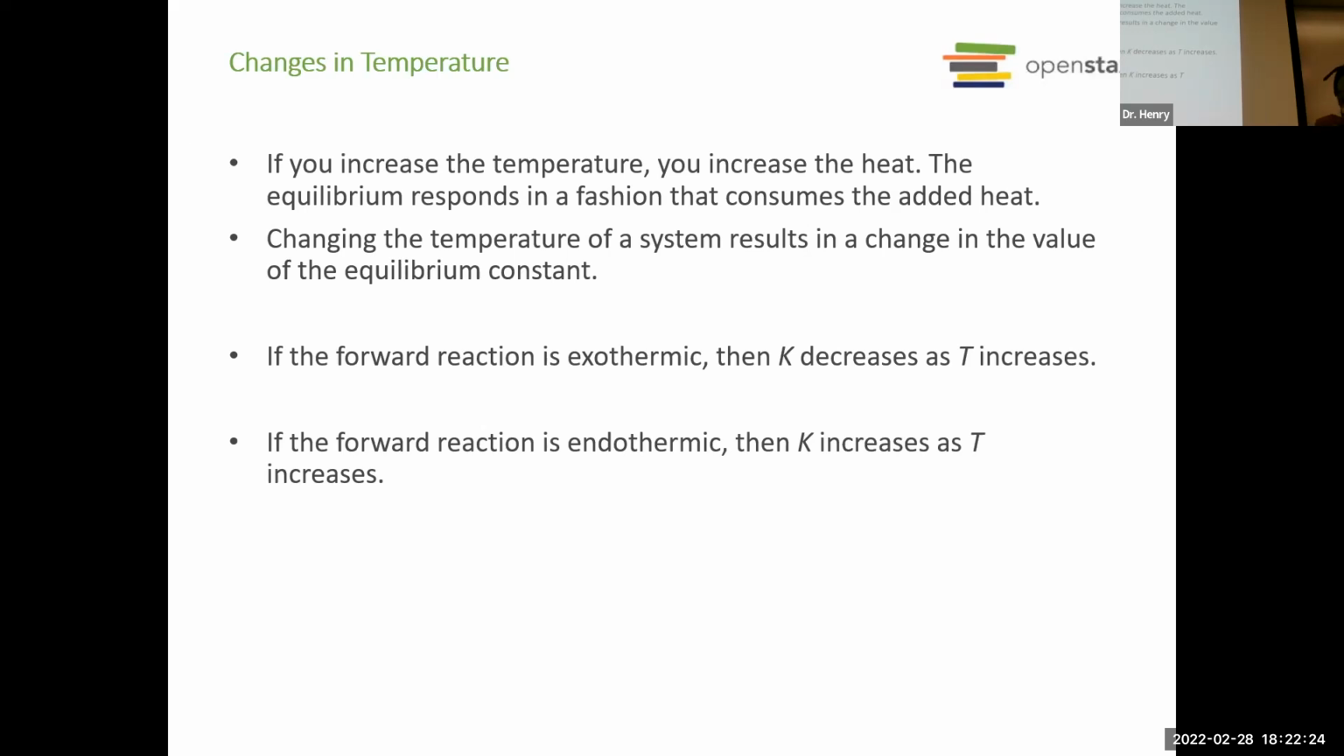Now, catalysts. What do you guys think is going to happen with catalysts to our equilibrium? Will it increase K?